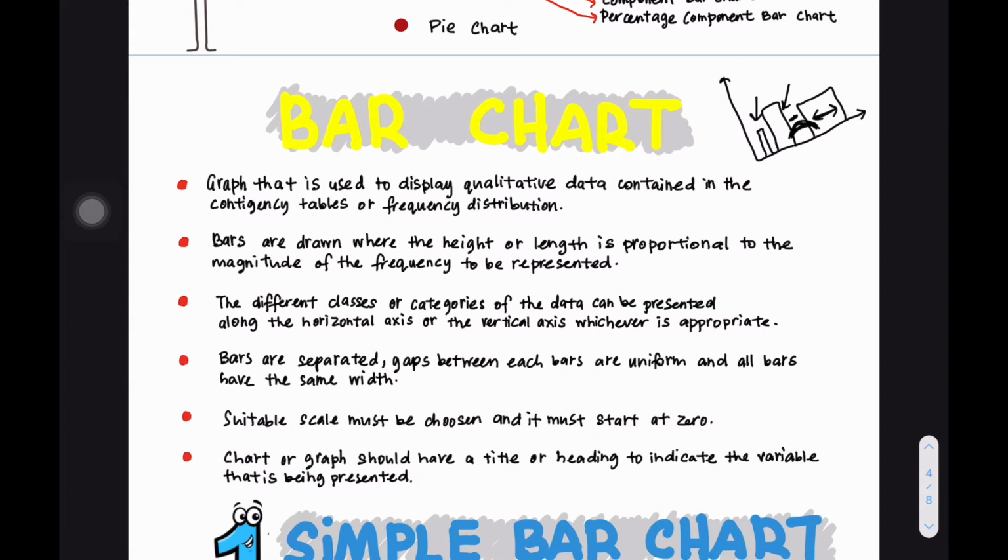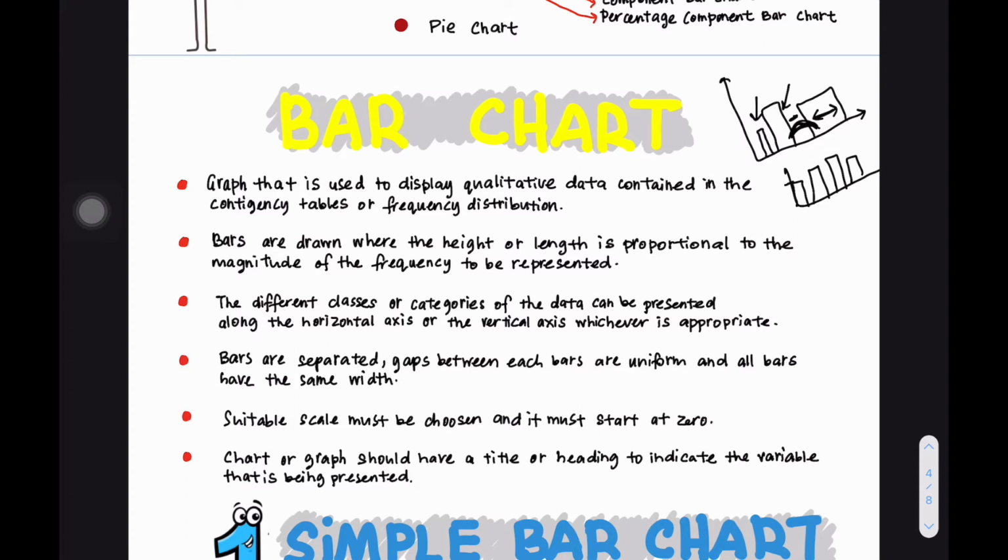Okay, suitable scale must be chosen and it must start at 0. Maksudnya, okay, you need to start your bar from 0. Rapat dekat tepi ni. Okay, sebab it's kategori. Okay, so kita kena rapat dekat tepi. Yang ini yang akan mewakili frekuensi.